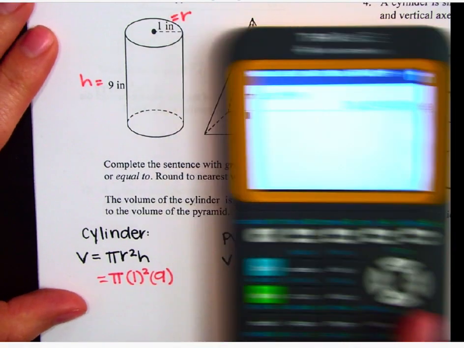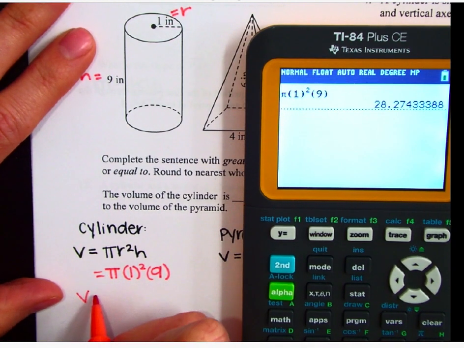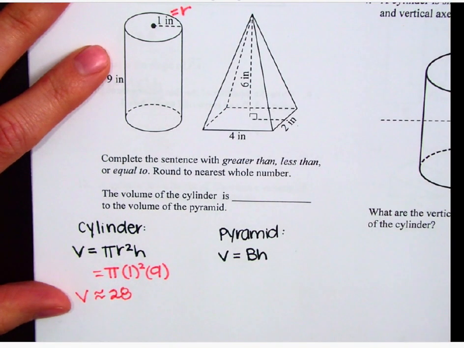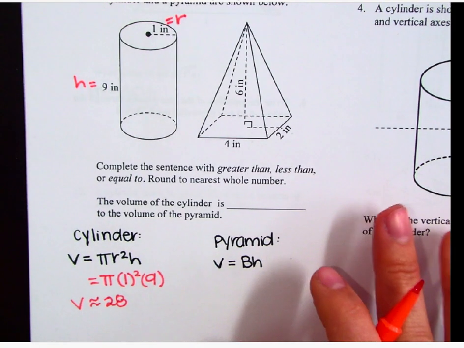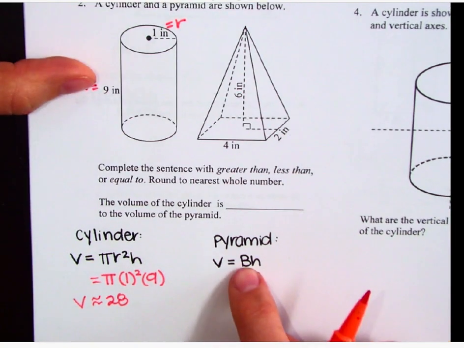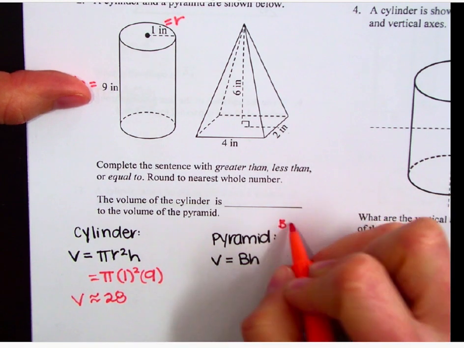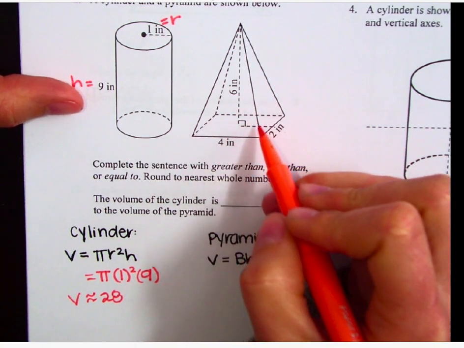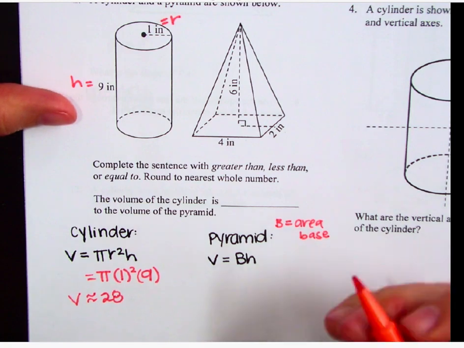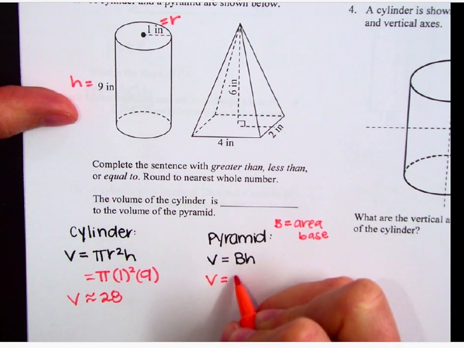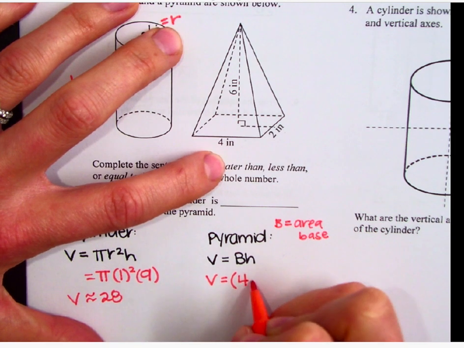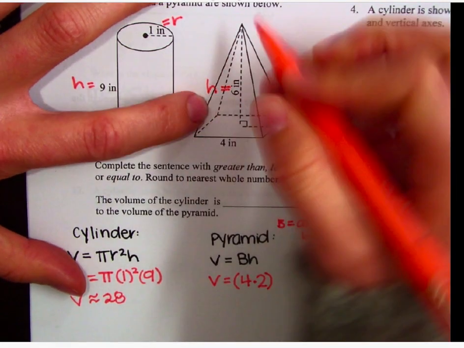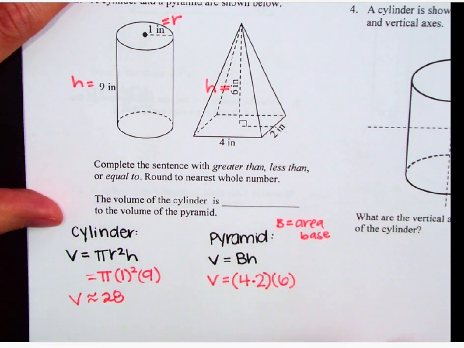we end up with about 28.27 for the volume of the cylinder, but it said round to the nearest whole number. We can put 28. All right, for the volume of the pyramid, so we have our overall formula for the volume of the pyramid where capital B means the area of the base. So when we look at the base of the pyramid, we see that it's a rectangle. So if I want to find the area of the rectangle, it would be 4 times 2. So that will get me the area of the base. Then 6 right here is the height of my pyramid.